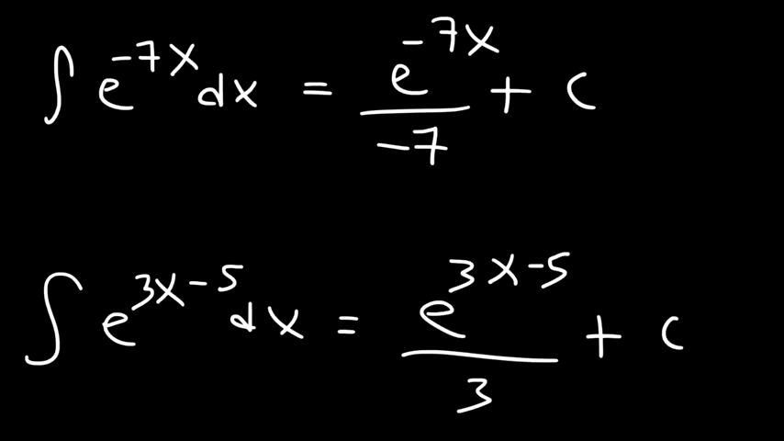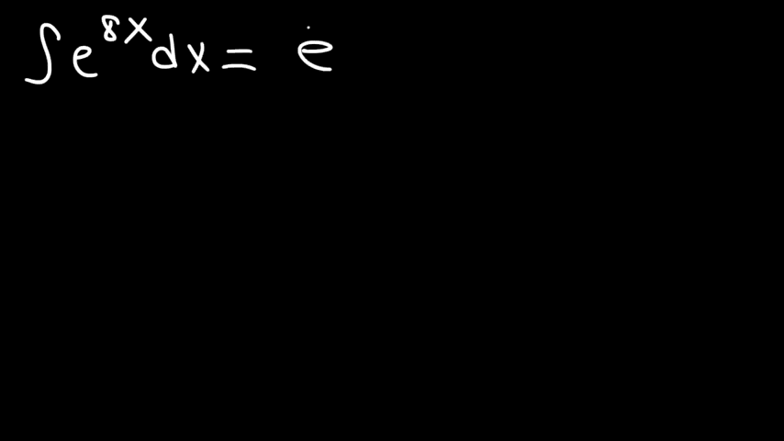And so that's a quick and simple way in which you can find the antiderivative of exponential functions if this is a linear function. Now let's work on a similar problem, but using a different technique to get the answer. For this one, we know the antiderivative of e to the 8x is e to the 8x over 8 plus c. But let's use another method to get that answer.